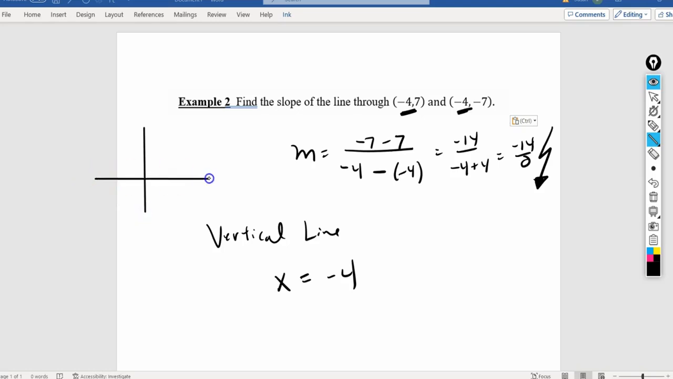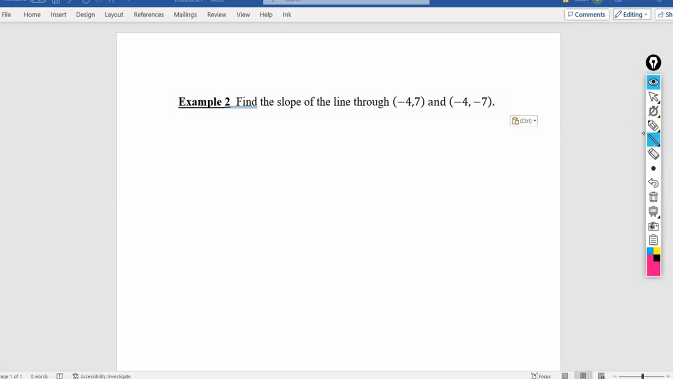Where are the points -4, 7? There's -4, 7. And where's the point -4, -7? There it is. And when you graph that line, it is a vertical line. So all of these are consistent. This would have probably been the quickest way, but as soon as you get that, you should recognize you've actually got a vertical line there.